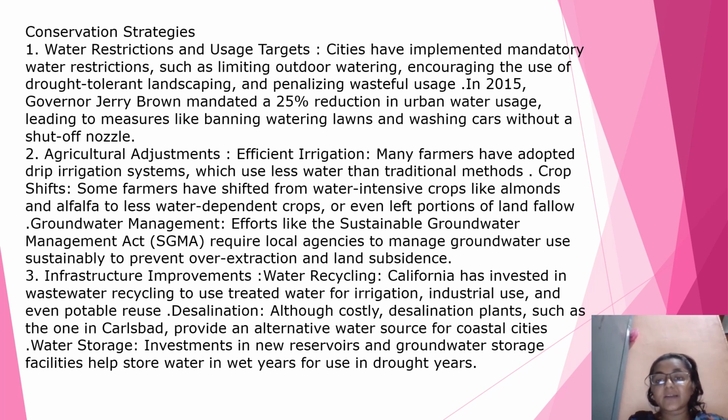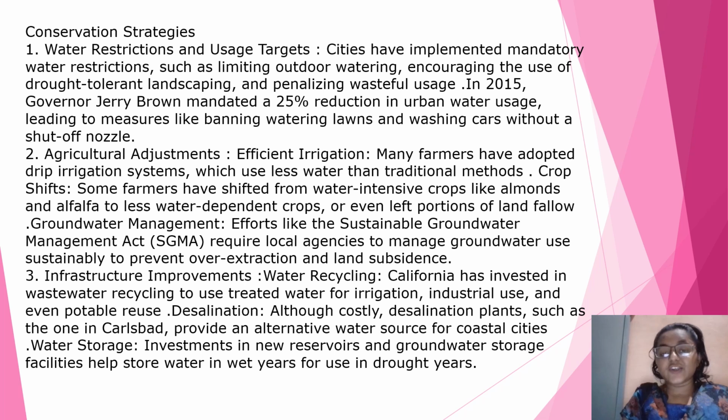Cities have implemented mandatory water restrictions such as limiting outdoor watering, encouraging the use of drought-tolerant landscaping, and penalizing wasteful usage. In 2015, Governor Jerry Brown mandated a 25% reduction in urban water usage, leading to measures like banning watering lawns and washing cars without a shutoff nozzle.